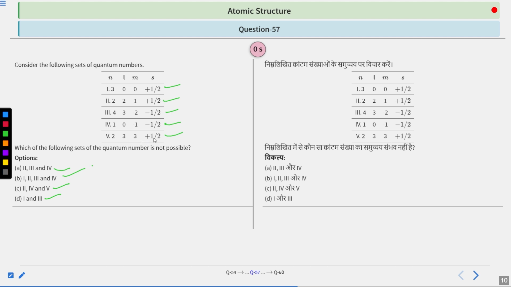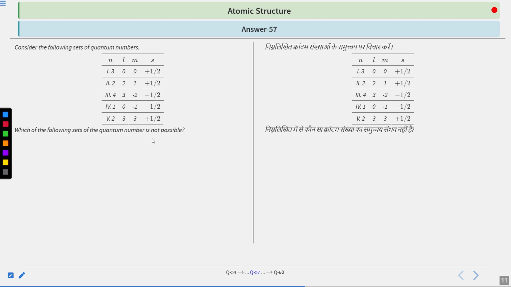Okay, now let us see the solution. The question is asking which set of quantum numbers is not possible. For that, you have to think of all the rules that you know about quantum numbers: the acceptable values of l for a given value of n, and the acceptable values of m for a given value of l. If you know this much, then you are good to go. So the answer is 2, 4 and 5, which is option C.